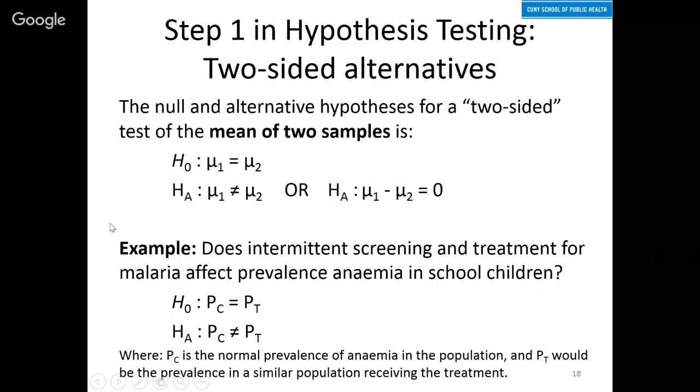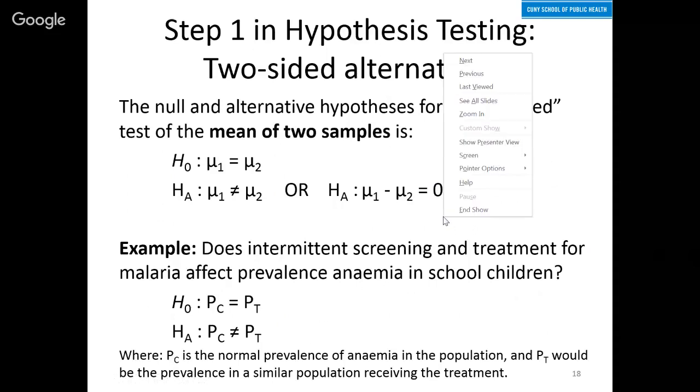Shouldn't the alternative hypothesis after the or, shouldn't it be not 0? Oh yes, sorry, that is a mistake. This should be not equal to 0. Good catch. Let's see if I can fix this here. Pointer, pen. There.